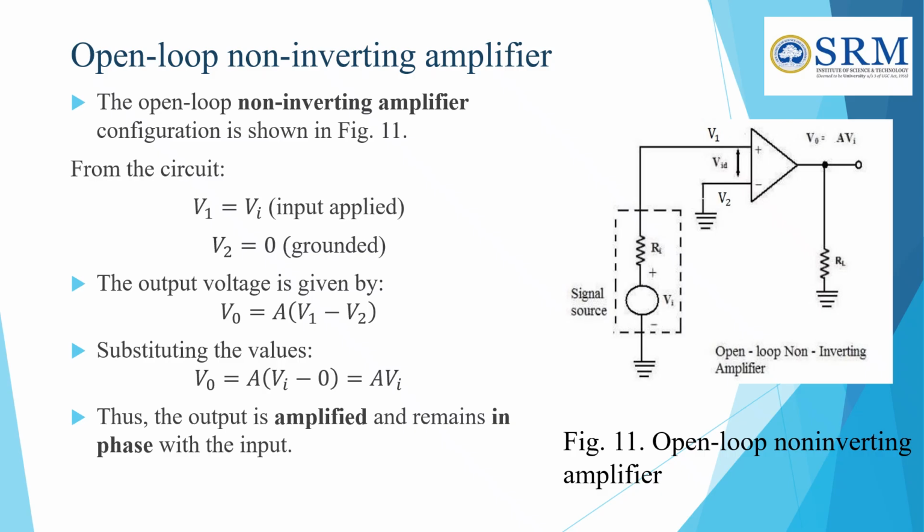So the output depends on the difference V1 minus V2. The result will be a positive amplified output. The output follows the same polarity as the input, without any inversion, or with zero phase shift. Due to very high gain A, even a small input drives the output to positive or negative saturation.